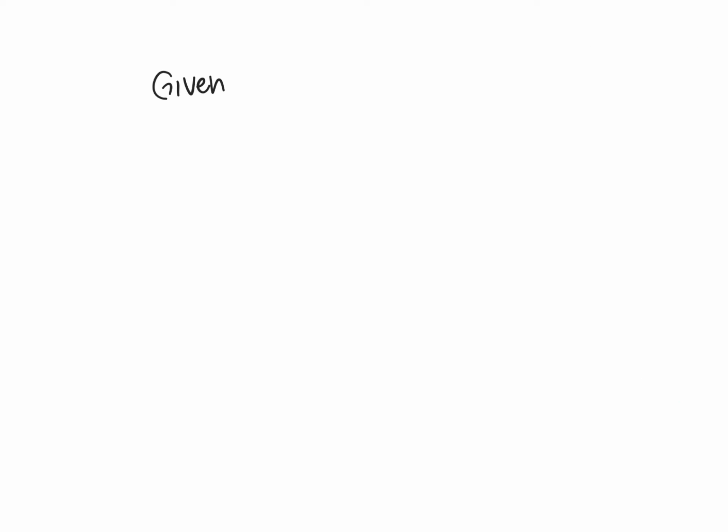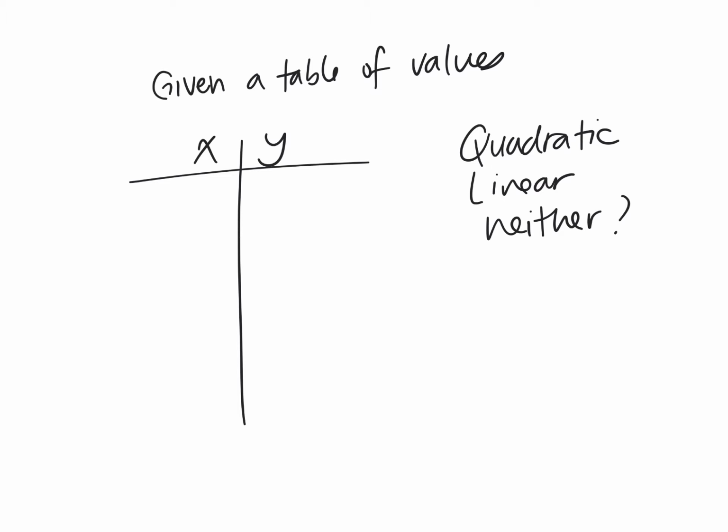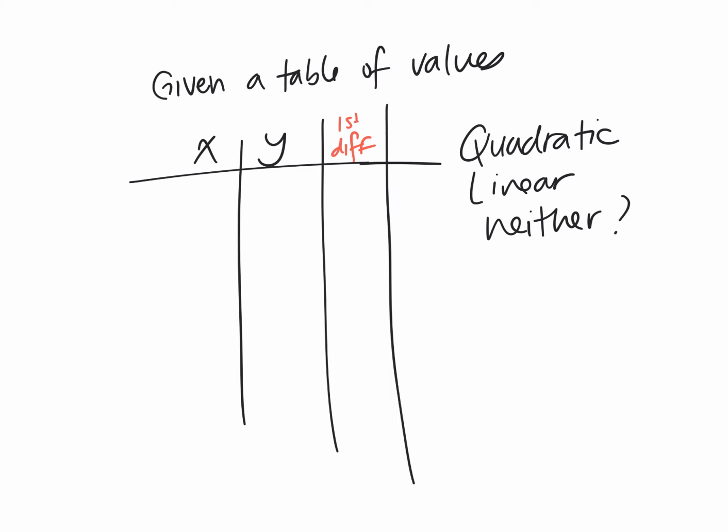You'll be given a table of values with numbers filled in, and you have to say if it's quadratic, linear, or neither, by using the table. What are the things you're going to do to figure that out? What do you have to find? First differences, and then if those are not the same, you have to find the second differences. If the second differences are the same, then it's quadratic. If the first differences are the same, it's linear. If neither of these differences are the same, then it's neither. It can't be linear or quadratic.